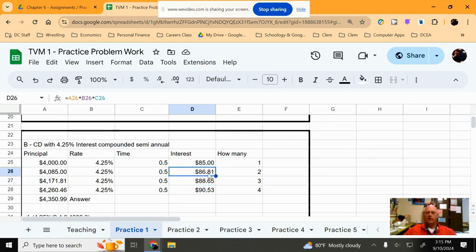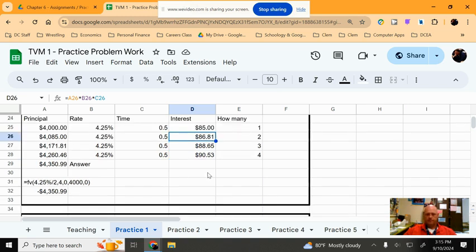It shouldn't be $8.68 or $868.10, right? We should be able to kind of give it the old smell test. And does that make sense in how it's calculating our math? Answer here, $4,350.99.